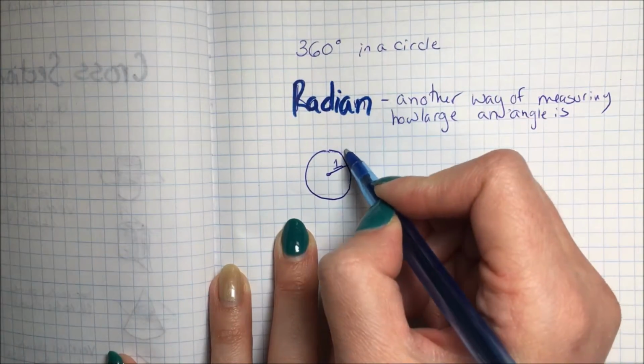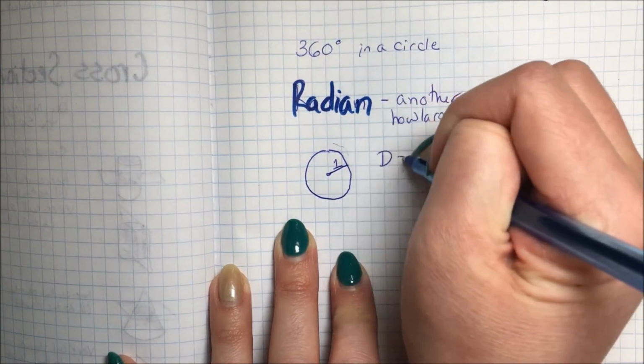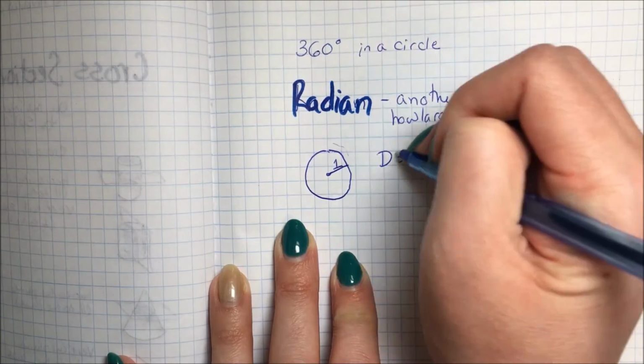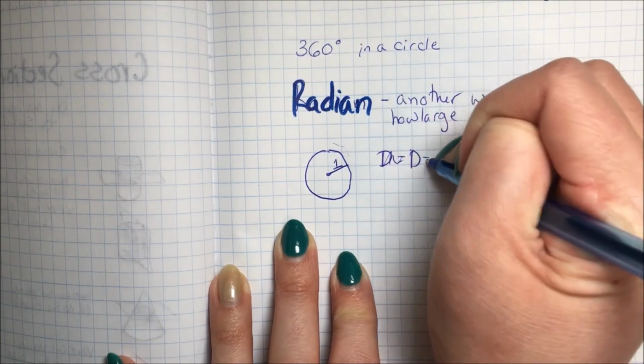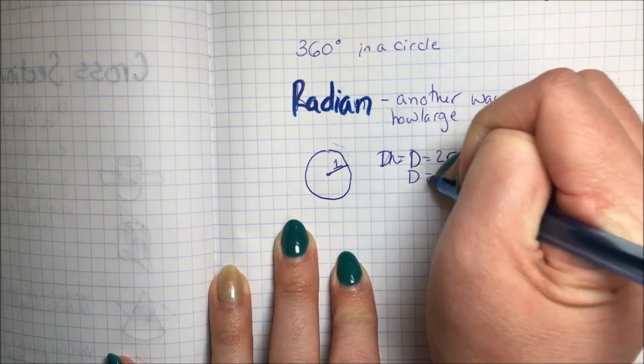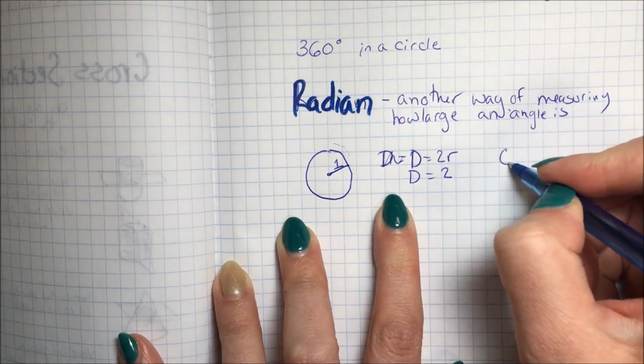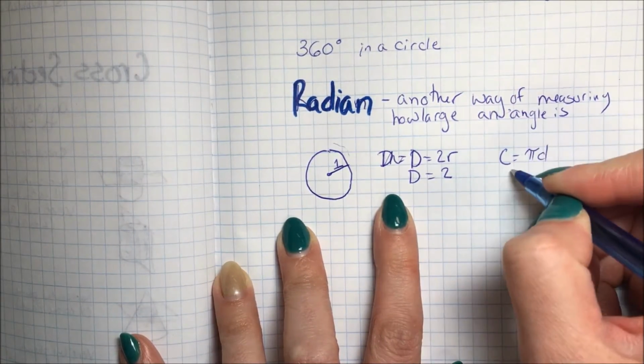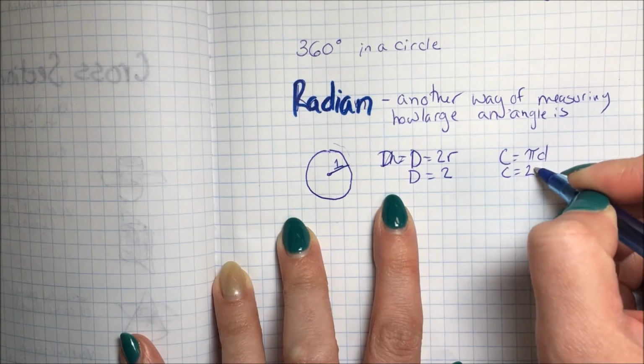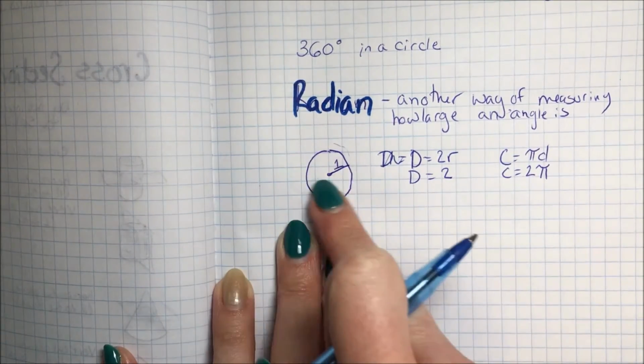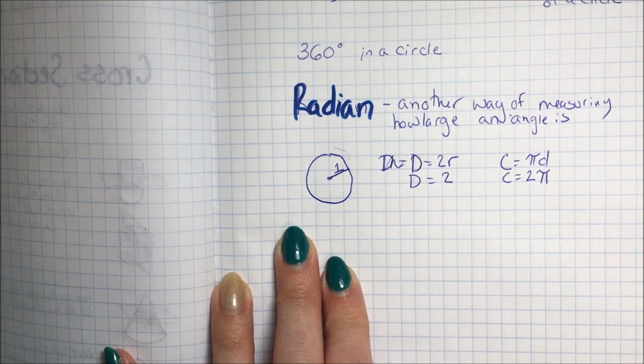Okay. If I wanted to know the diameter of the circle, I double the radius. And if I wanted to know the circumference, I'd do pi d. So the circumference of this basic circle is 2 pi.